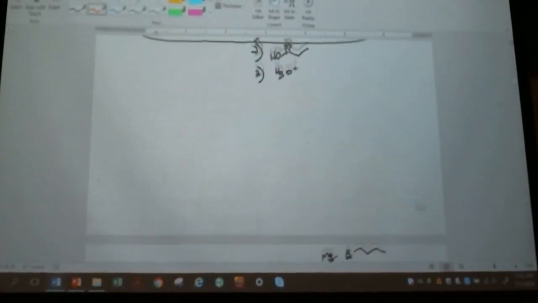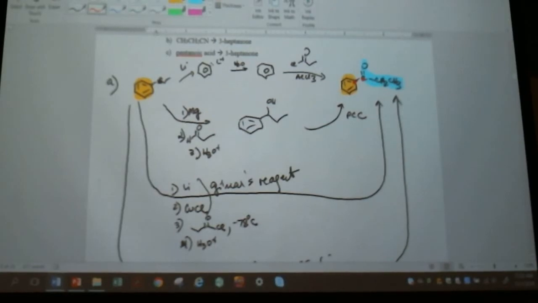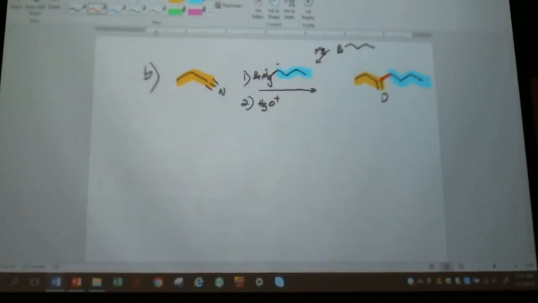The third one was pentanoic acid to 3-heptanol. So same product, but now we're going to start from pentanoic acid.